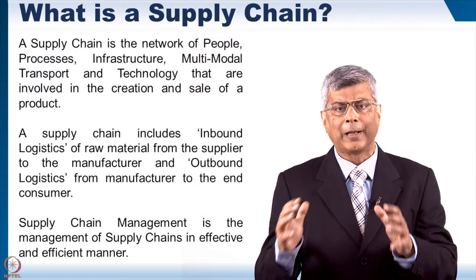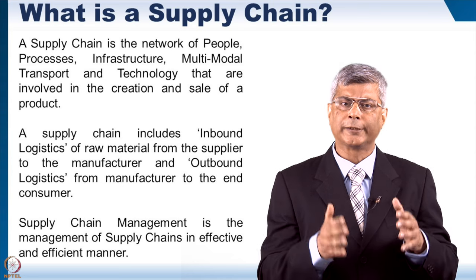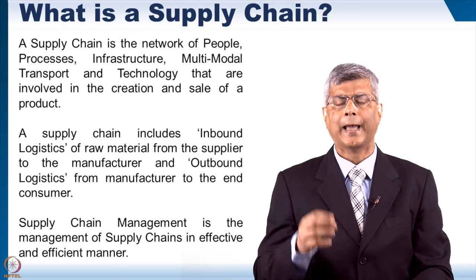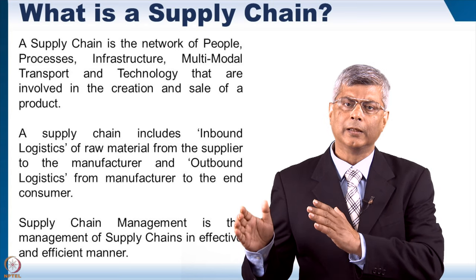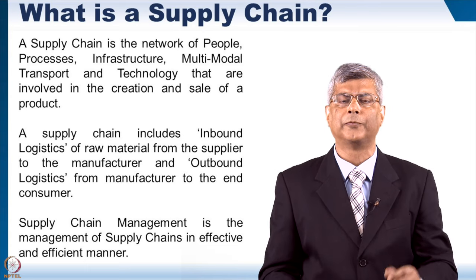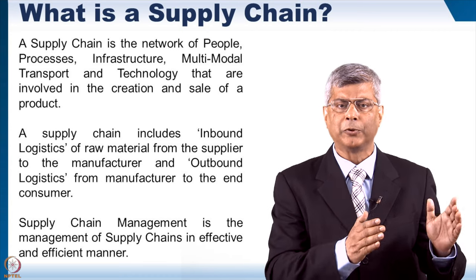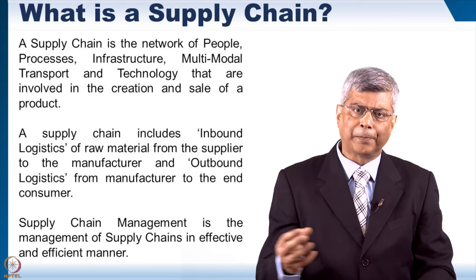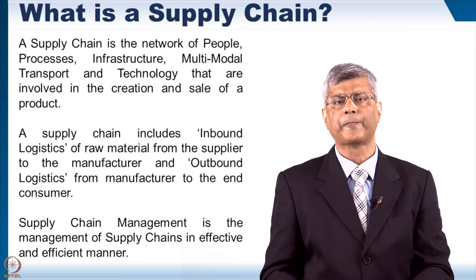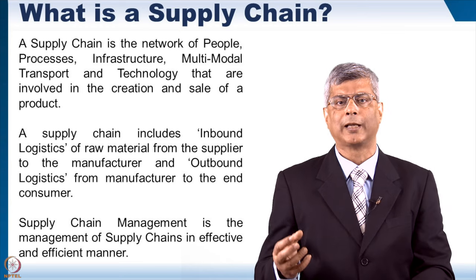What is supply chain? A supply chain is a network or a chain of processes, and I'll show some examples, infrastructure, multimodal transport, and technology. And basically, they're involved in several flows: the flow of goods, the flow of information, and the flow of money. And I'll talk about that. It starts from inbound logistics, where suppliers are supplying raw material and packaging material and components and chemicals and raw food products into a factory, and then outbound logistics, where from the factory, stage by stage, it goes ultimately to the last step, which is a consumer like you or me.